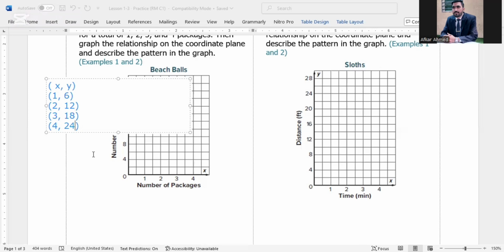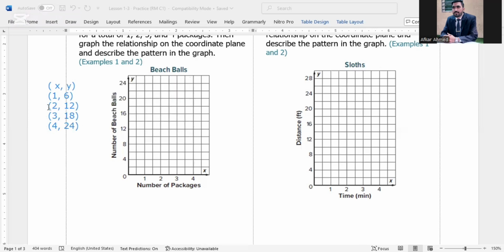Okay. So now we will use these 4 points for 1 package, 2 packages, 3 and 4 to make the graph. And to make the graph easier, we need to first check what is given here along the x-axis. This one is the x-axis, you can see. And on the x-axis, we have the number of packages. And we have 1 package, 2 packages, 3 and 4. There is no problem here. The number of beach balls for every 1 package, there are 6 balls, for 2, 12, and so on. So along the y-axis, we have the beach balls.